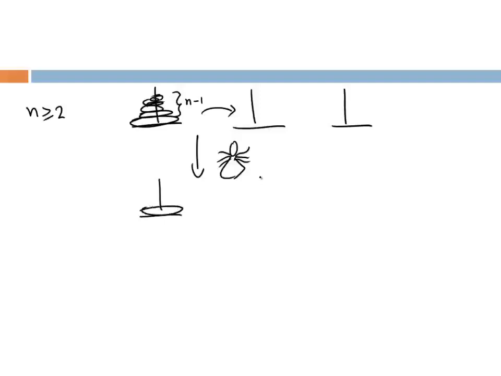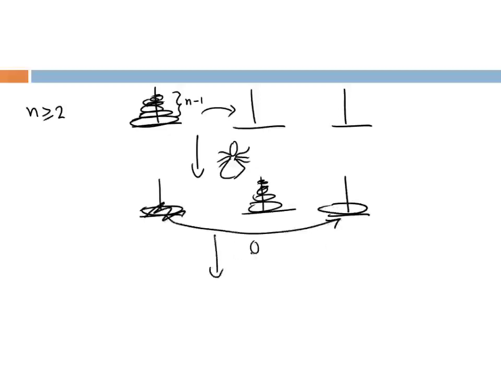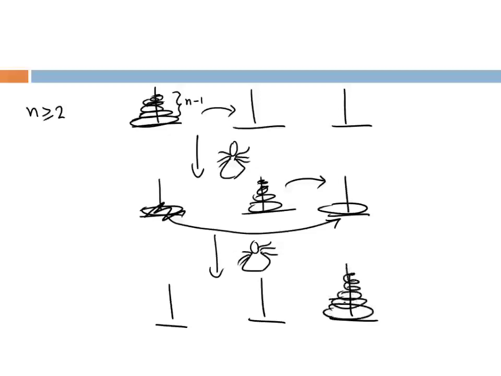You'll have the largest disk on the first spindle and the other n minus 1 disks on the second spindle. And then you can transfer the largest disk from the first spindle to the last spindle. So you will get this configuration, and then you can call the recursion devi again and ask her to take these n minus 1 disks on the second spindle and transfer them to the third spindle. And that would result in this configuration where the largest disk is at the bottom, and the other n minus 1 disks go on top, and you've solved the problem.